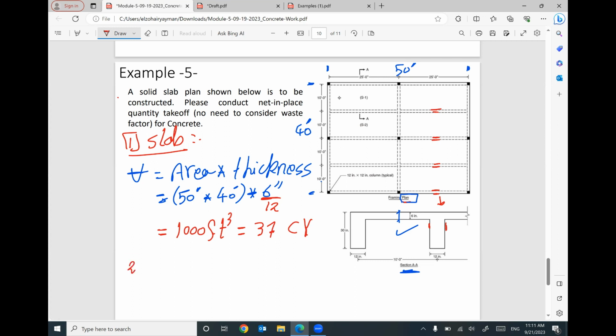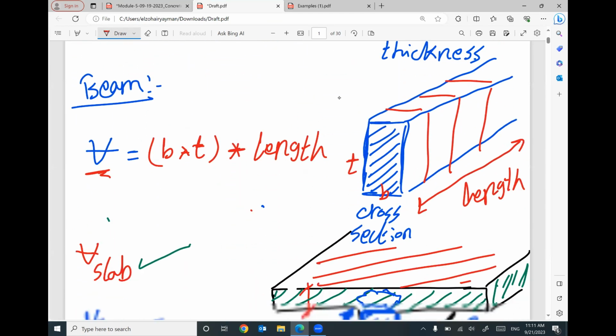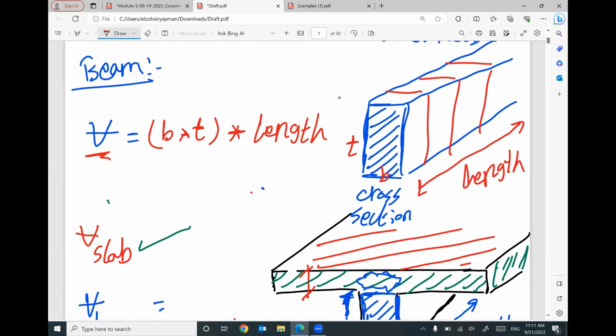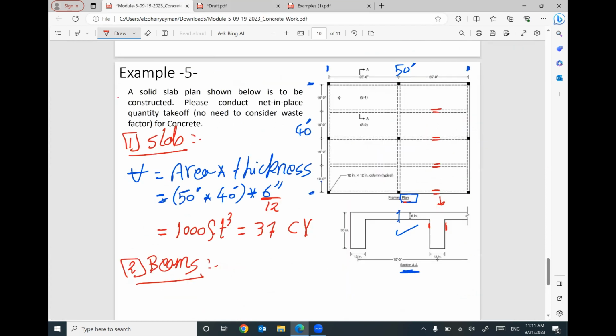Four beams. Keep in your mind, if you would like to figure out the volume of your beams, you have to multiply the cross-section area of your beam times the total length of this beam. And be careful, if your beam is attached to the slab, this part is already considered in the slab. So I will count the beam just below the thickness of your slab.